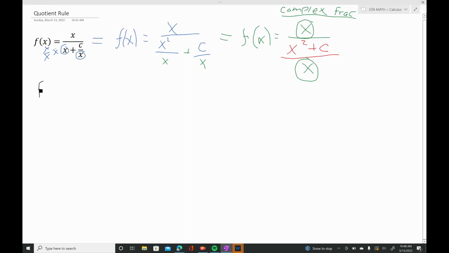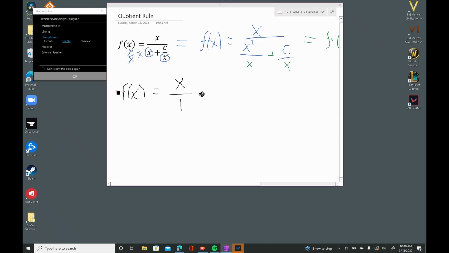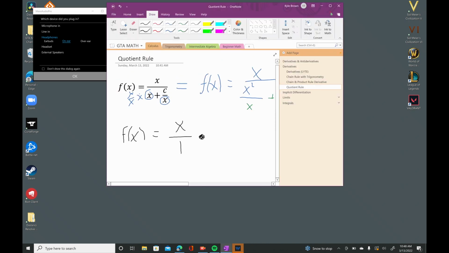So it's going to be f of x equals x over 1, and then times, that's a better way to do that. Not bad.